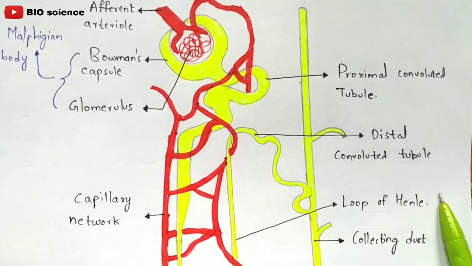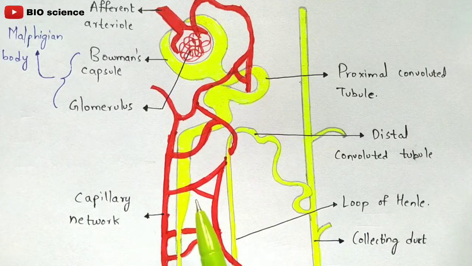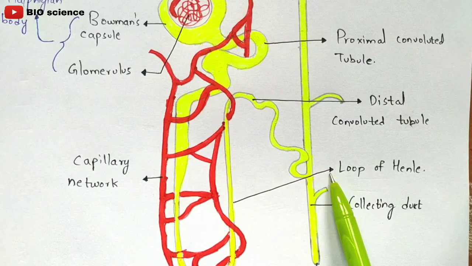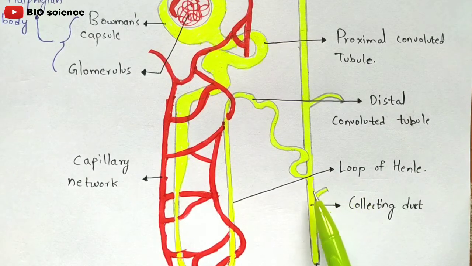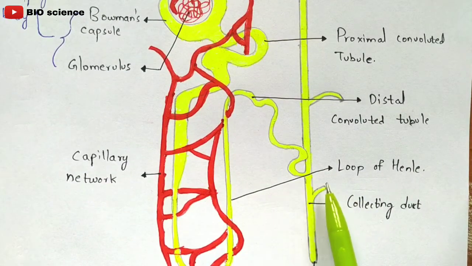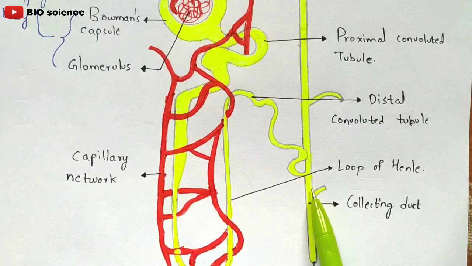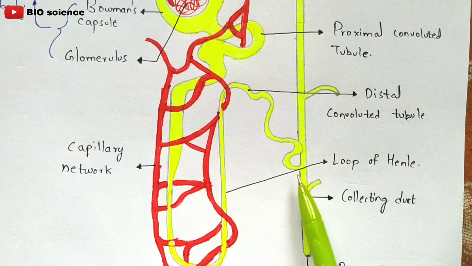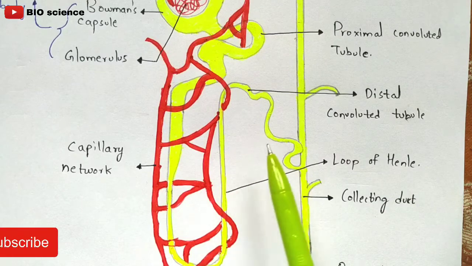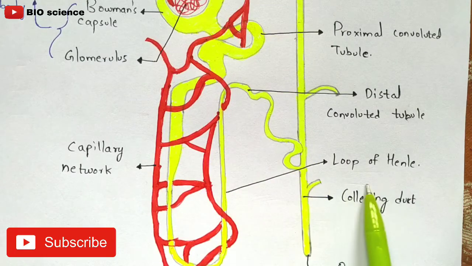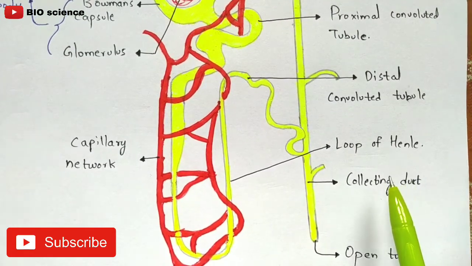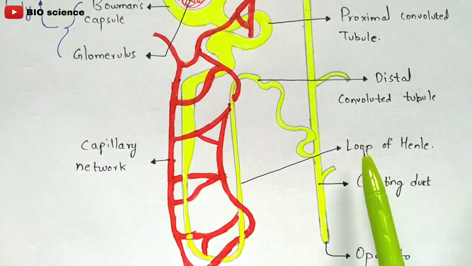And the filtration will be done in the Bowman's capsule, which I have told you. And the remaining urine will be sent out through this collecting duct. So this is a collecting duct where it collects the remaining waste of urine which is secreted from this distal convoluted tubule, right? From this distal convoluted tubule, the urine will get passed out, and it will pass to the collecting duct. And the name itself indicates, collecting duct is nothing but it collects the urine, the waste material which is purified from the blood.